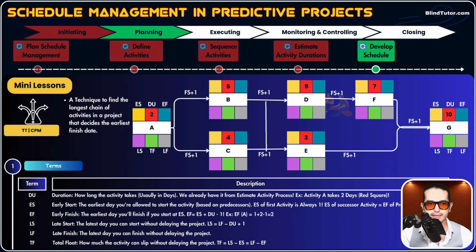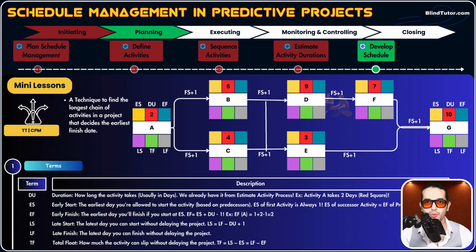ES is early start, guys. The earliest day you're allowed to start the activity. And guys, I want to ask you a question. Please think about it. We know our first activity to complete is activity A, okay? What do you think the ES, that yellow square top left, early start, what do you think ES of activity A is?